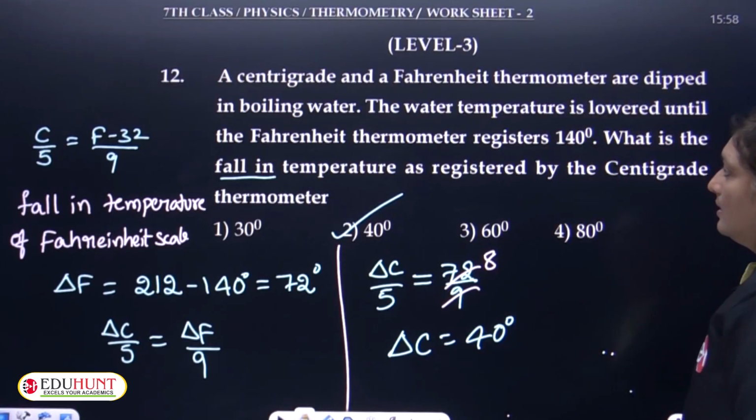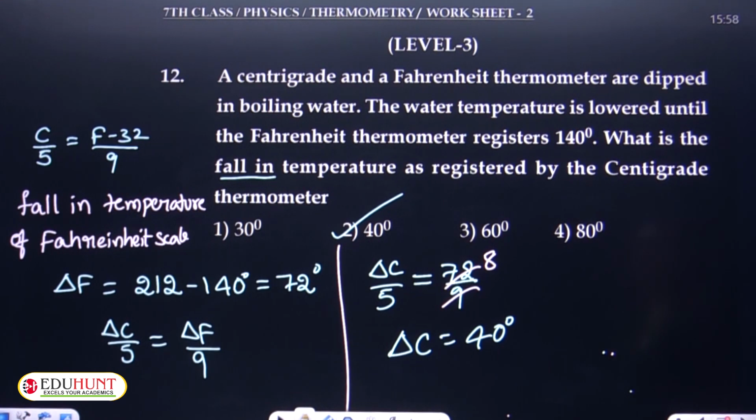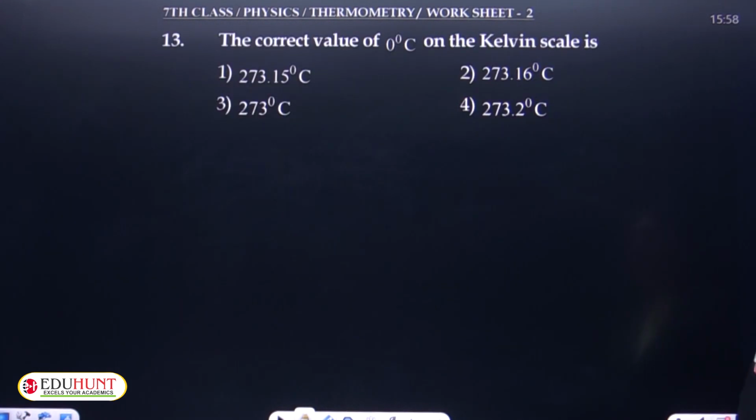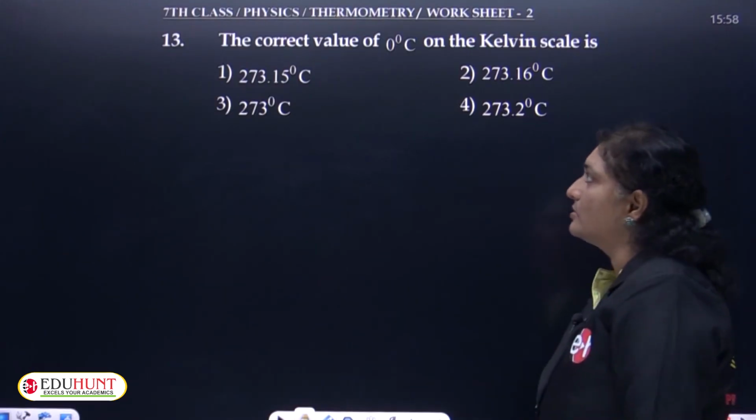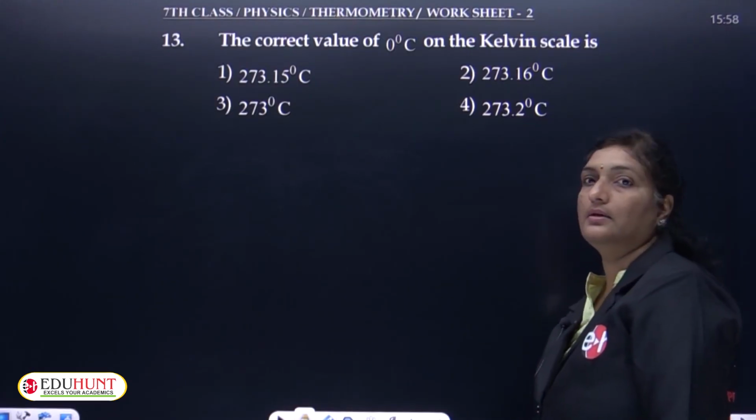Clear, children? So, what is the correct option? The fall in temperature on the Celsius scale is found to be 40 degrees. So, let us move to the next question, that is question number 13.